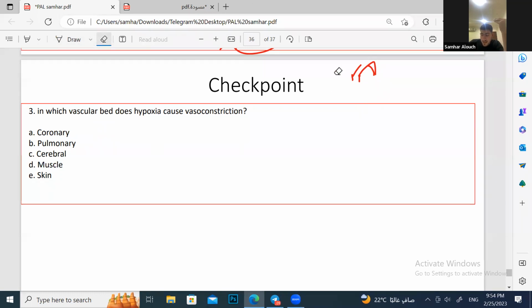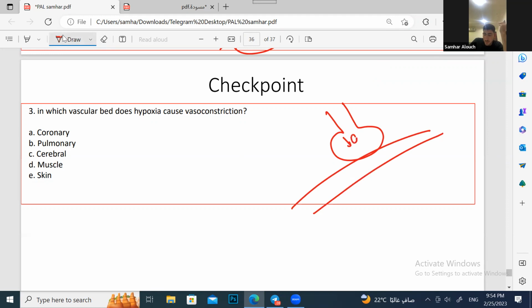Why? Because as I said, when you have an alveoli that has hypoxia, a low level of O2, we don't need this high amount of blood to pass here and not get oxygen. So the hypoxia mechanism causes these blood vessels to vasoconstrict, and so blood doesn't go through these vessels and goes to another non-hypoxic alveoli. So in pulmonary only, when you have hypoxia, you have vasoconstriction.